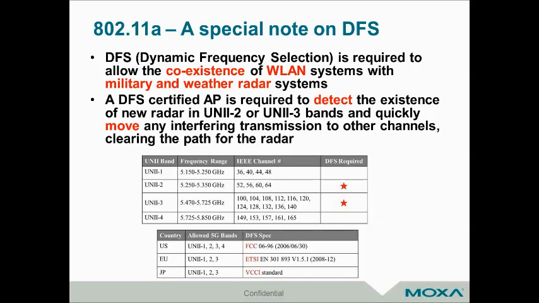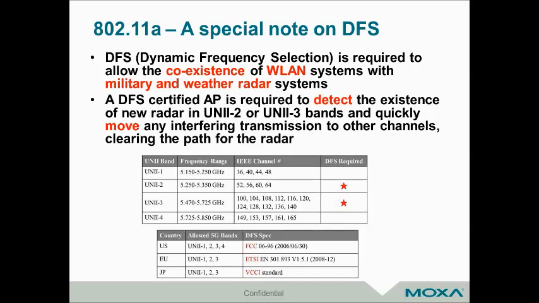So if you want to use those upper bands, you have to use a device that supports DFS. The way it works is anytime you select those DFS channels for use, the access point will scan to see if it sees any kind of radar signals in the area. If it sees any of those signals, it says, nope, I can't talk on that channel. I'm going to go ahead and change myself. And so it changes to a channel that does not have that radar detected on it.